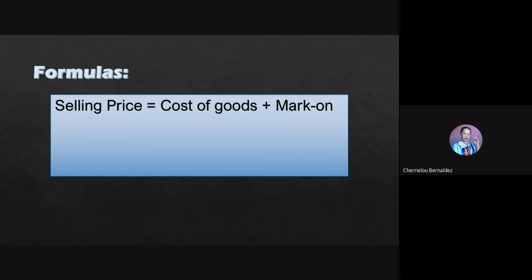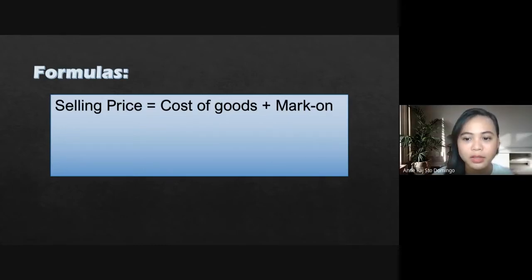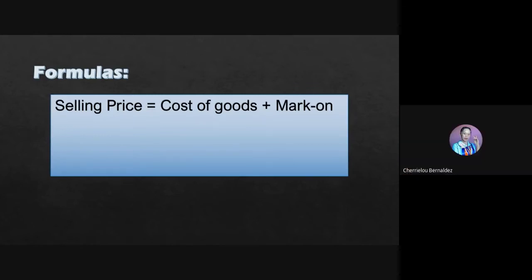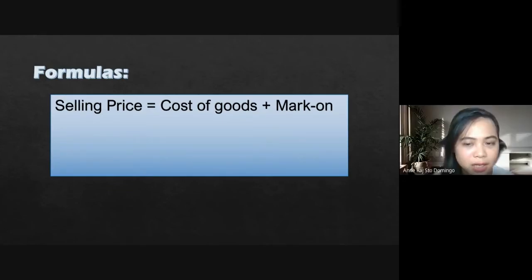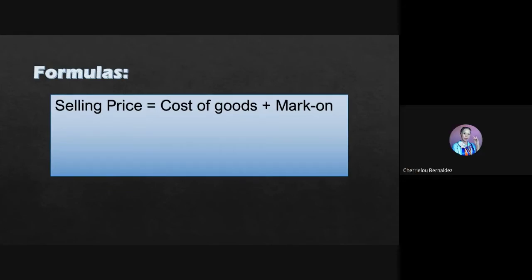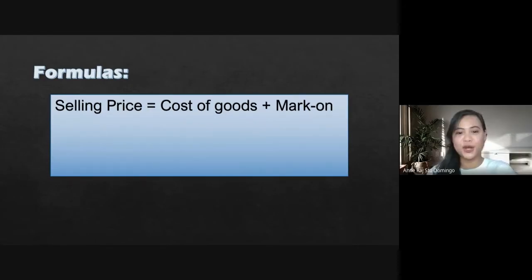Okay, so normally, ano yung included sa kanya? Operating expenses. Yung operating expenses po. Very good. So, ito yung mga ina-add natin na gastos pa natin, yung operating at yung desired profit natin. So, makukuha natin yung selling price natin by getting the cost of goods, then add the mark on.